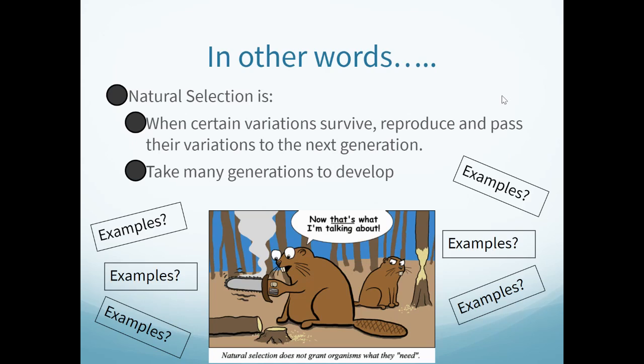Right, so guys, in other words, kind of putting it all together, we know natural selection, if we were to define it, is when certain variations in a population, right? Remember, we need genetic variation. Those variations survive, they reproduce, and they pass on their variations to the next generation. And it takes many generations to develop over time.